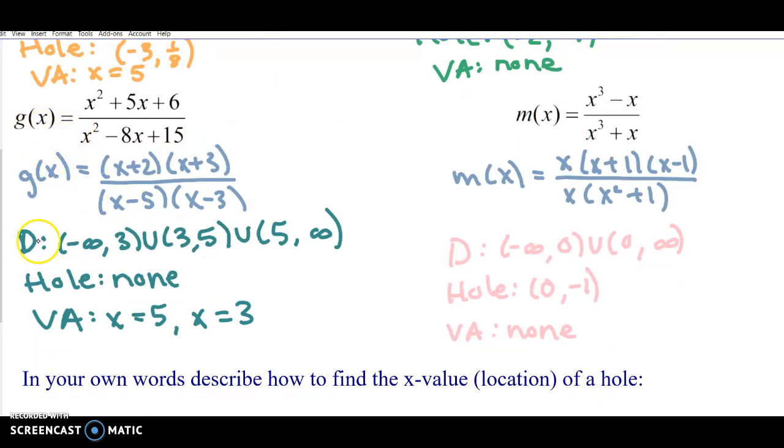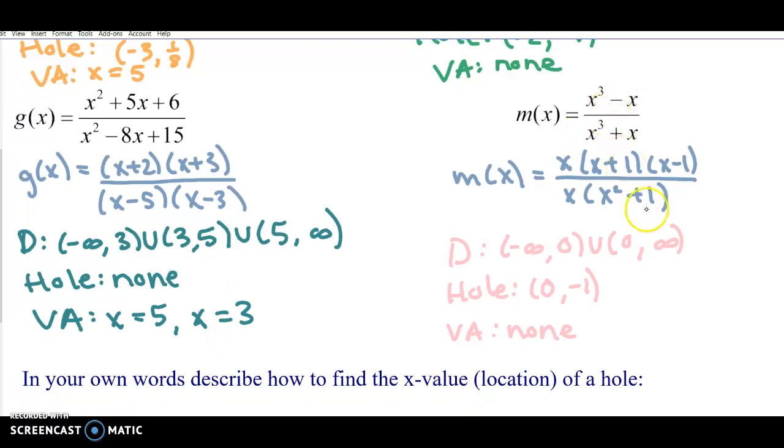For g of x, I started by finding the domain, which I found that 3 and 5 would not be part of my domain. Next, holes: I don't have any factors that cancel out here, so I don't have any holes. And then last but not least, my vertical asymptotes: I do have 2 of them this time. It is possible to have multiple. So x equals 5 and x equals 3.